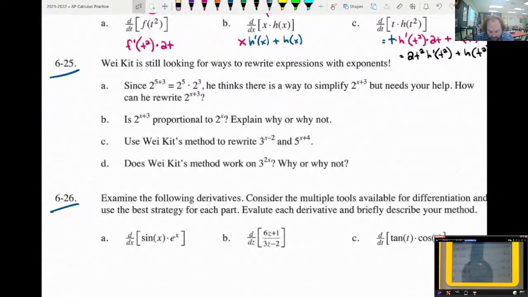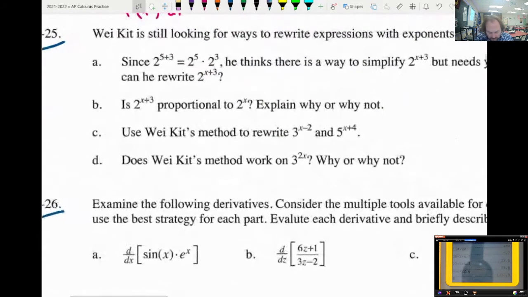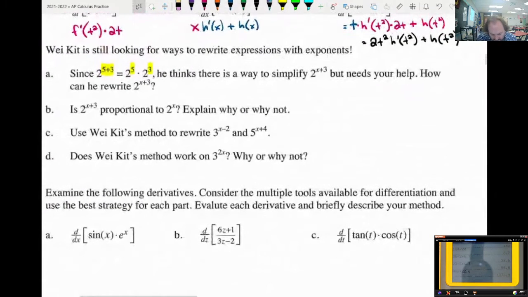Way-kit, still looking for ways to rewrite expressions with exponents. This is going to be a review of your pre-calc, algebra 2 days, thinking about not even derivatives, just exponents. What we're doing here is we're recognizing that 2 to the 5 plus 3 power is equal to 2 to the 5th times 2 to the 3rd power. That's a really handy algebra trick there. That is true. A lot of times we would add the 5 plus 3 and get 8, but we're seeing that in its bones. He wants to simplify 2 to the x plus 3 power, but needs your help.